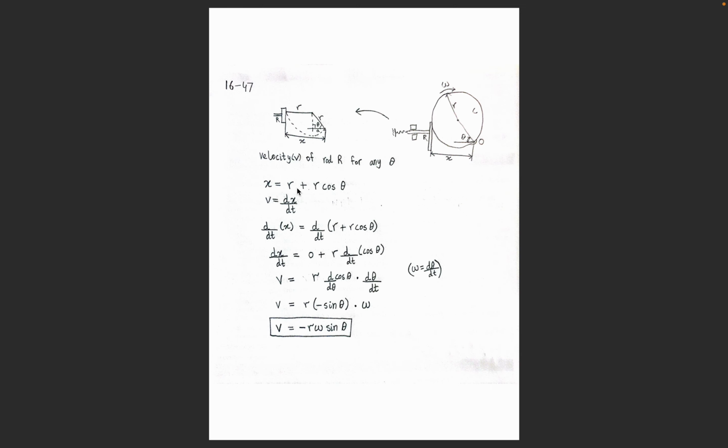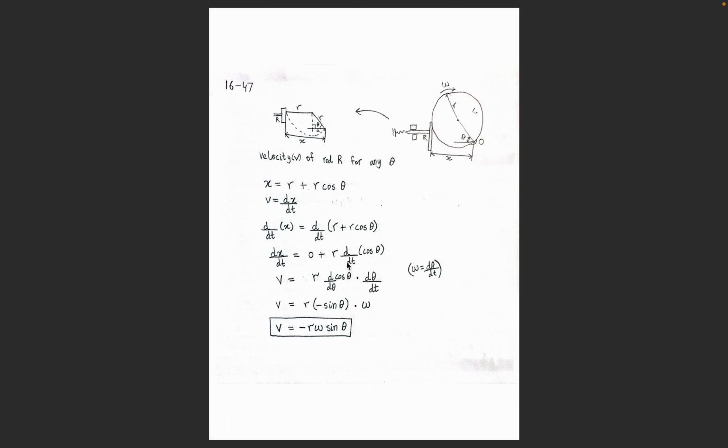So X becomes R plus R cos theta, and as you know, velocity is equal to the differentiation of X. X is the distance between two points. So when we differentiate both sides, dx over dt becomes v, and on the other side R is a constant, so it becomes 0, and this R is constant with cos theta, so it comes on the outer side, and the derivative of cos theta, as you know, is minus sine theta.